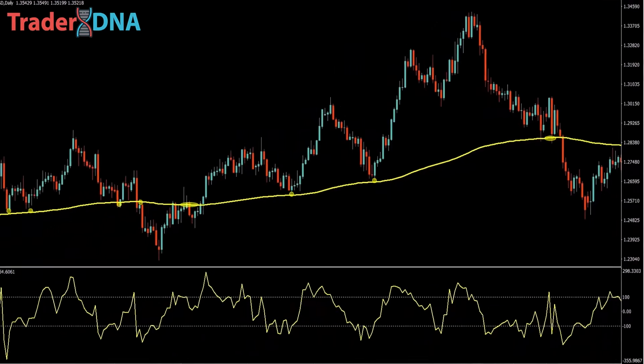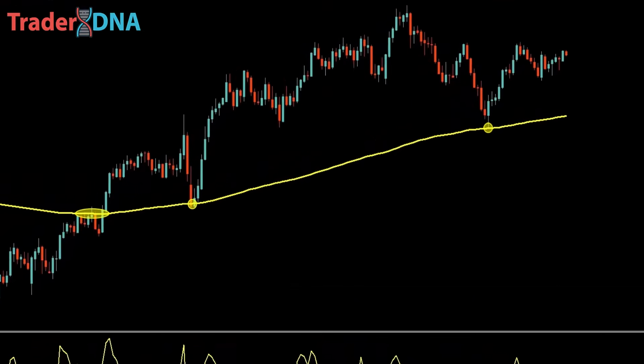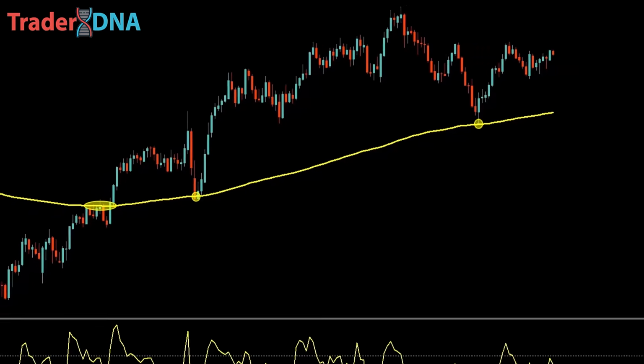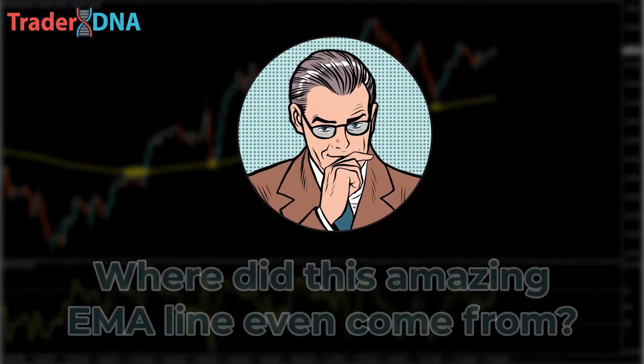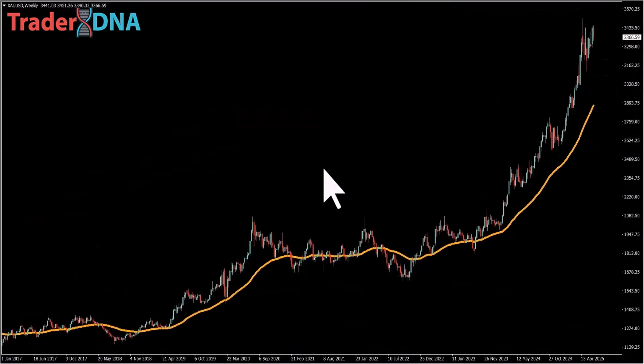Other times it actually breaks through, but when it fails, that rejection is like a flashing neon sign telling you where the trend is. Now you might be wondering, where did this amazing EMA line even come from? Did I just guess it? Nope. The answer is simple. It came from the exact process I showed you earlier, step by step.